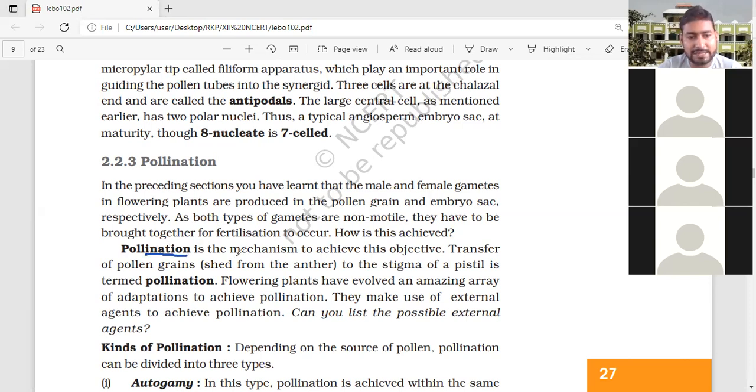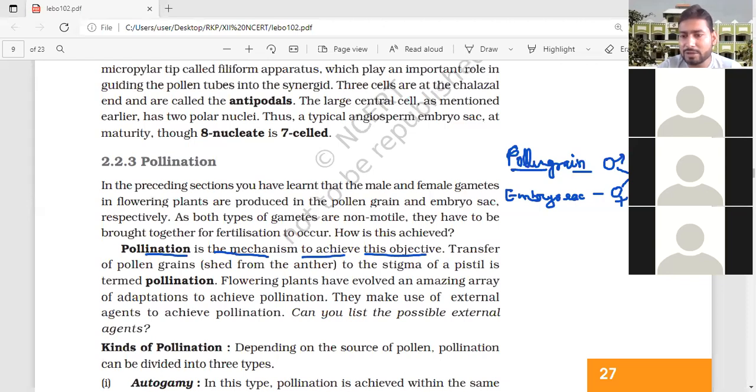Now again, how is fertilization achieved? Pollination is the mechanism to achieve this objective. The anther, that is the pollen grain, is the male gametophyte, and the embryo sac is the female gametophyte. How are they going to fuse? They are going to fuse through pollination. Pollination is the mechanism to achieve this objective.